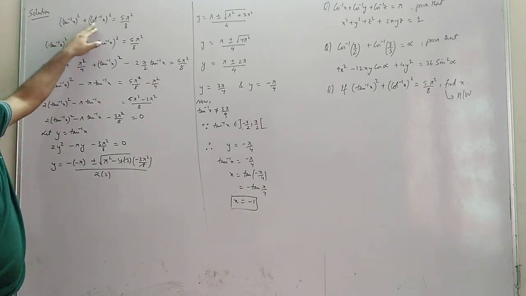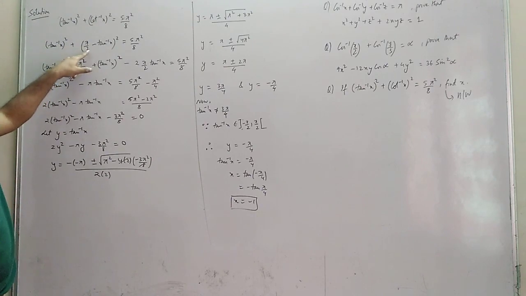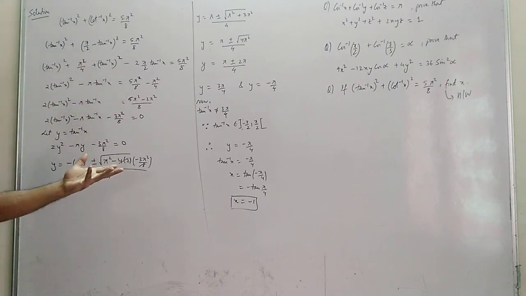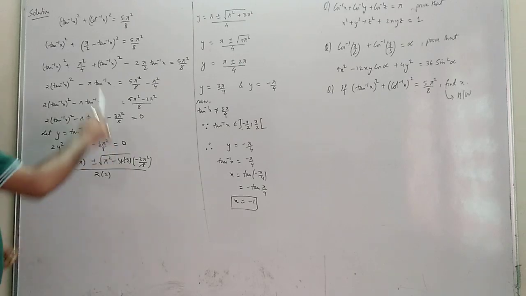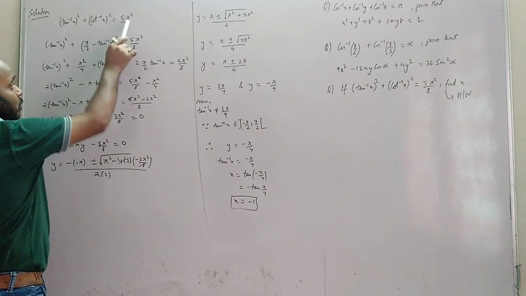Here we have tan inverse, here we have cot inverse. So what I'm doing, tan inverse x whole square, I'm writing exactly the same, plus in the place of cot inverse x, can I write pi by 2 minus tan inverse x? The formula is tan inverse x plus cot inverse x equals pi by 2. Right? So in the place of cot inverse x, I am writing pi by 2 minus tan inverse x whole square, equals the same thing.